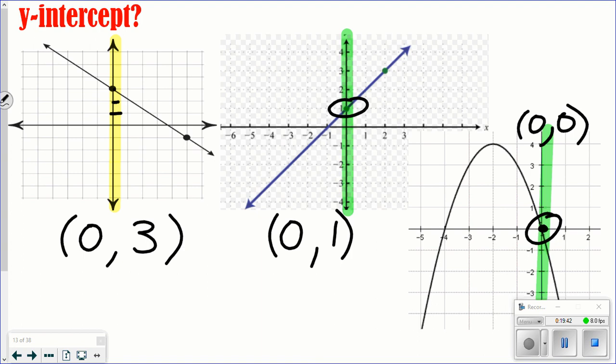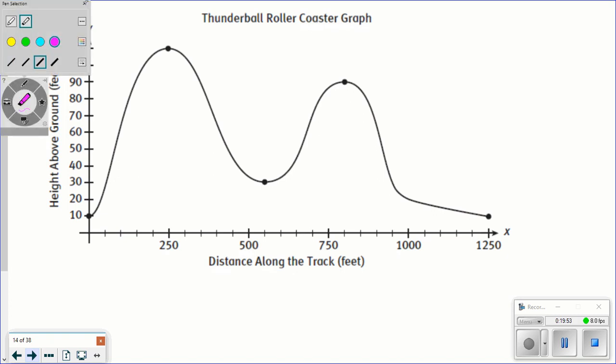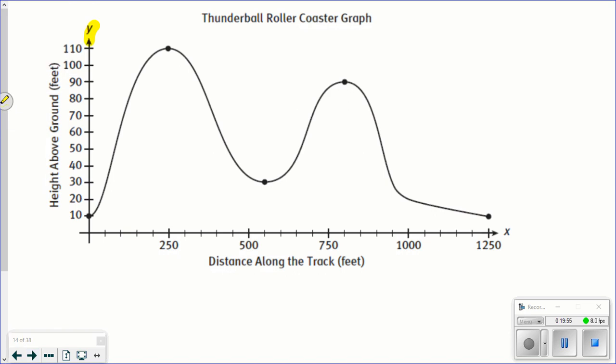Okay, that's your y-intercepts. So if we were looking at a roller coaster graph, hopefully you still have that page open in front of you. Here's my y-axis right here. This is the point right here where I touch or cross that y-axis, so that's my y-intercept. And if I was to write it, my y-intercept would be 0, 10. 0, 10.